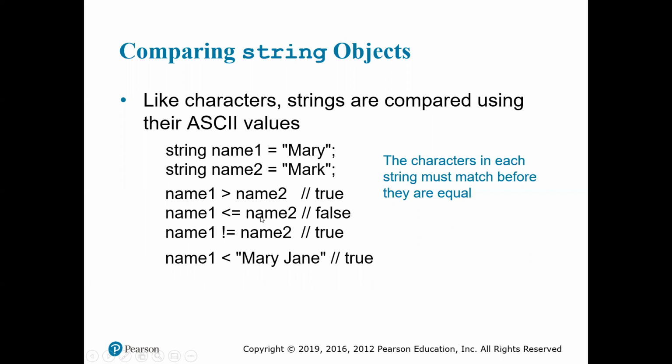And then name 1 is less than or equal to name 2. Well, they're not equal, that's for sure, because there's 2 different characters at the end. But name 1 is going to be greater than name 2, so that's going to be false. And then they're not equal because they're not the same name, so that's true. And then name 1 is less than Mary Jane. Is true, because Mary Jane has more characters.